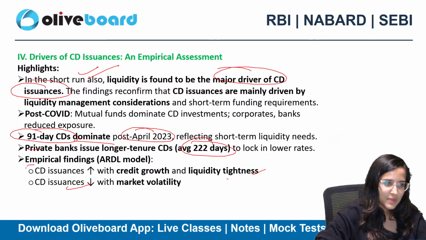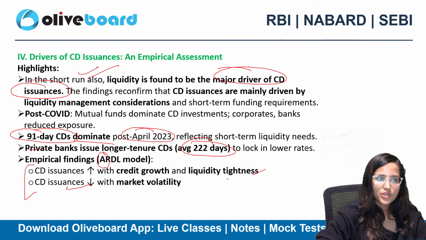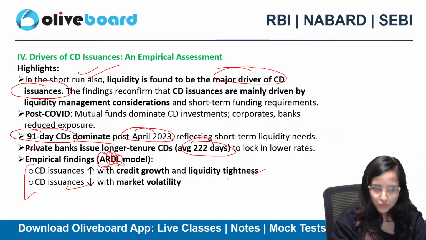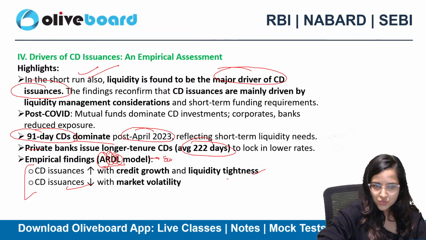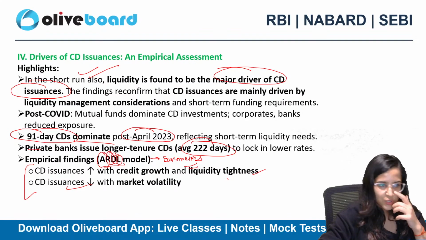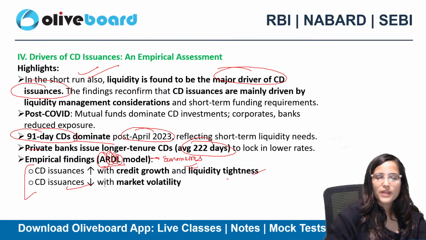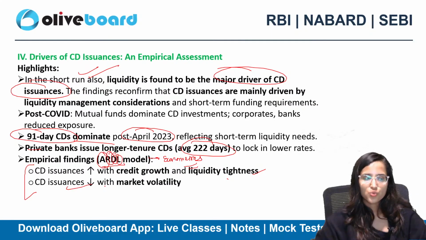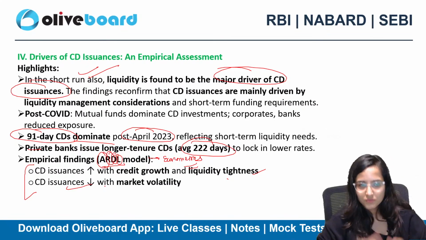And there's an empirical finding based on an auto-regressive distributed lag model. You don't need to go into details of what model has been used. This is core econometrics, which you do not need to get into. Okay? The ARDL model has been used here, which is used to find the relationship between two different things, basically.